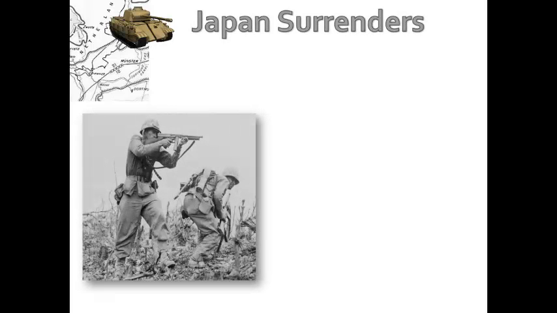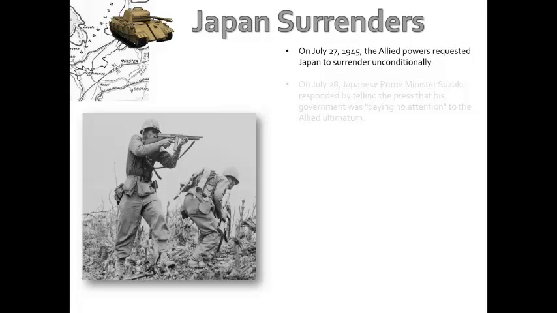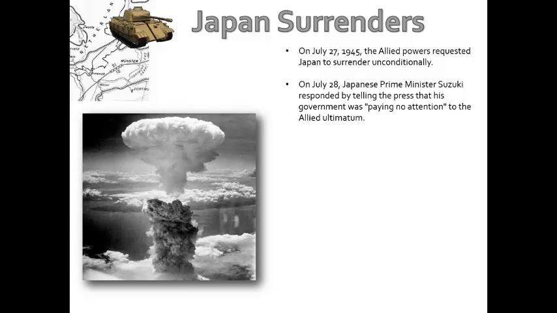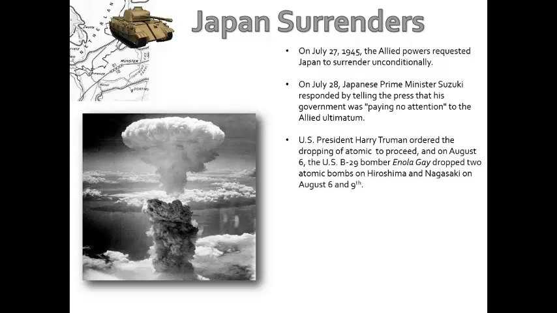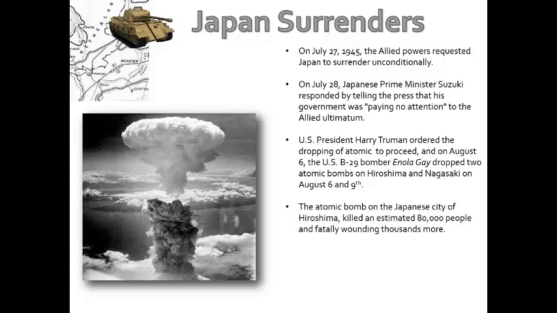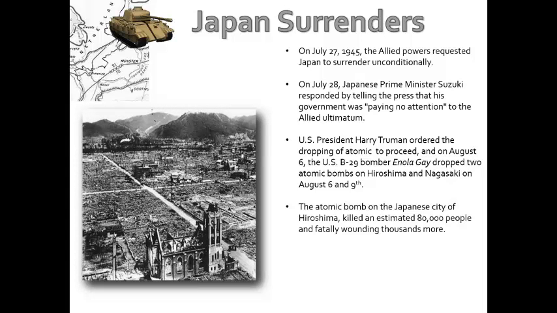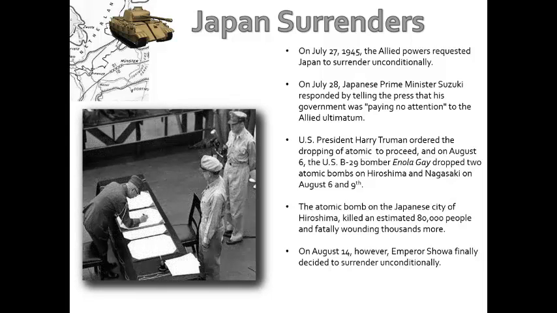On July 27, 1945, the Allied powers requested Japan in the Potsdam Declaration to surrender unconditionally or destruction would continue. On July 28th, Japanese Prime Minister Suzuki responded by telling the press that his government was paying no attention to the Allied ultimatum. U.S. President Harry Truman ordered the dropping of the atomic bomb to proceed, and on August 6th, the U.S. B-29 bomber Enola Gay dropped 2 atomic bombs on Hiroshima and Nagasaki on August 6th and 9th.